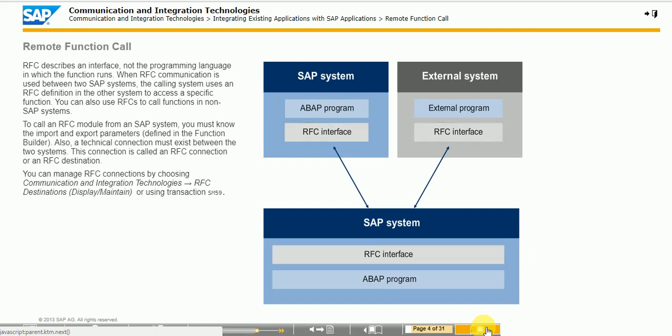Note, all function modules, including those that are remote-enabled, are created together with their import and export parameters by using the function builder. To call the function builder, choose Tools, ABAP Workbench, Development, Function Builder, or use Transaction Code SE37.